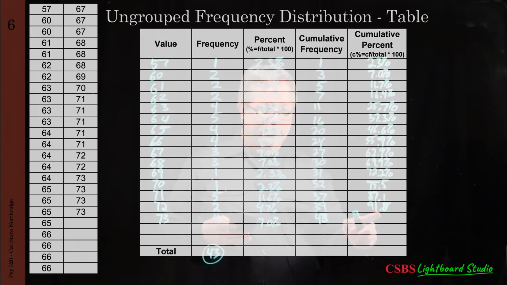Hold on a second. 87. Okay, let's check it out. 37 divided by 43 is 86. This is 87.1. 32 divided by 43 equals 74.4. So somewhere something went off. 31 divided by 43 equals 72.1. So 72 plus 2.3.